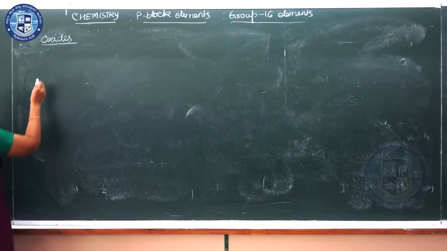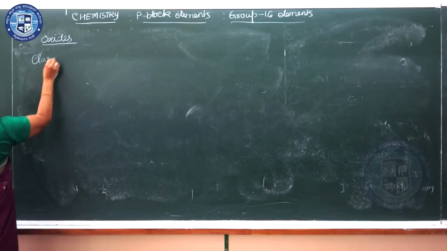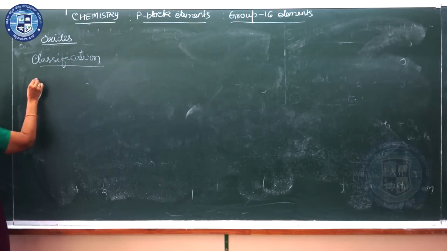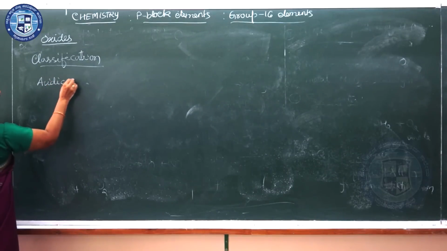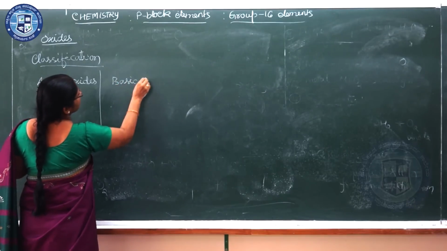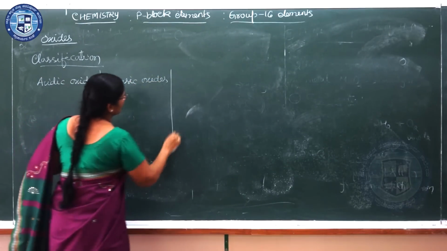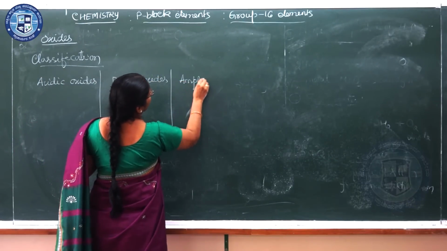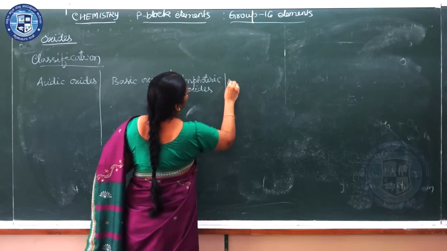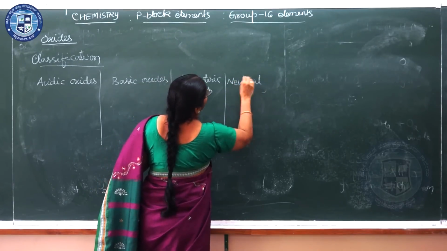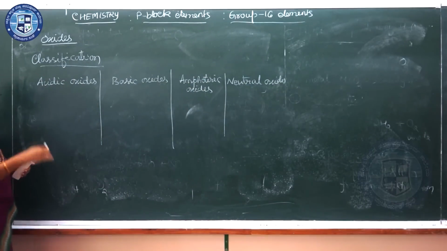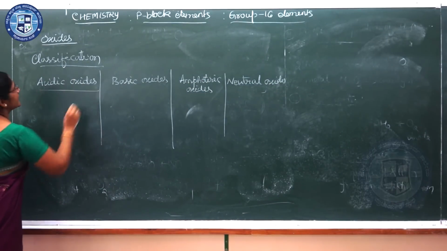Then how do we classify these oxides? The classification: they are classified into acidic oxides, then basic oxides, amphoteric oxides, and neutral oxides. So we have come across all these oxides in one or the other reaction. So what are acidic oxides?